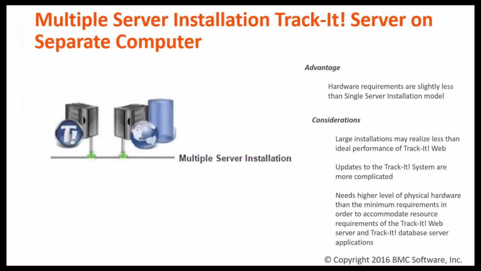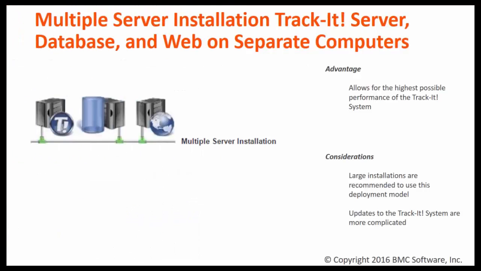So the next model is the multi-server installation model where the Trackit server itself is on a separate computer and the Trackit web and database is on a separate computer. You may require less hardware as compared to a single server installation model, and the consideration would be that large installations may realize less performance and the updates become complicated to apply to the Trackit system. You may also require a high level of physical hardware to accommodate the resource requirements for the Trackit web and the dedicated database server.